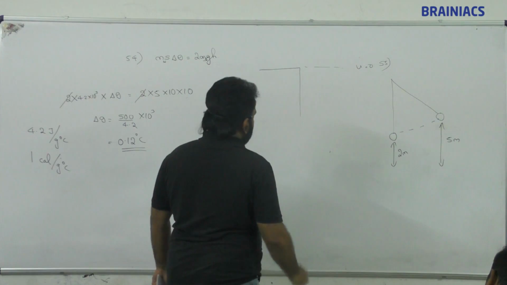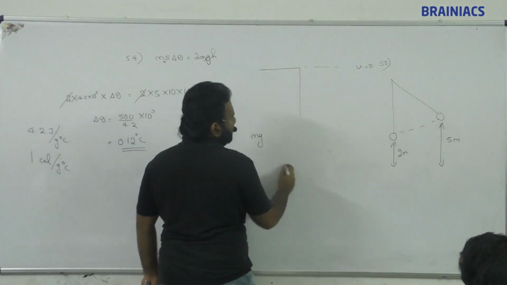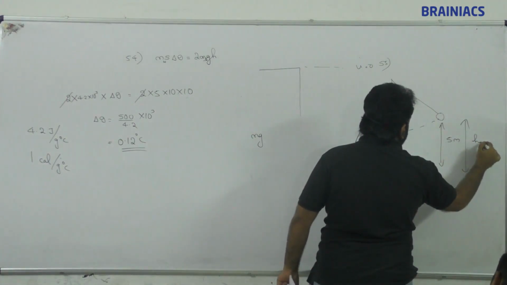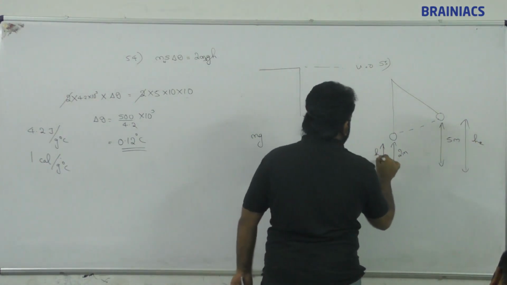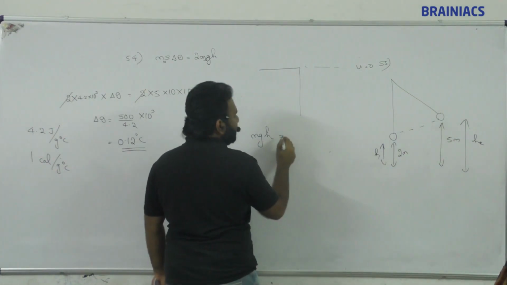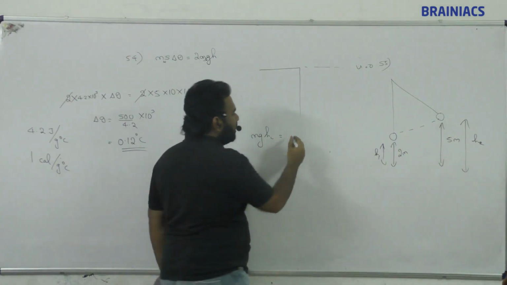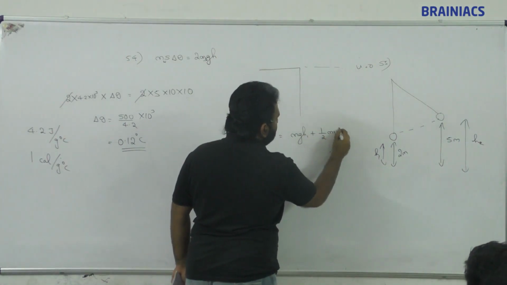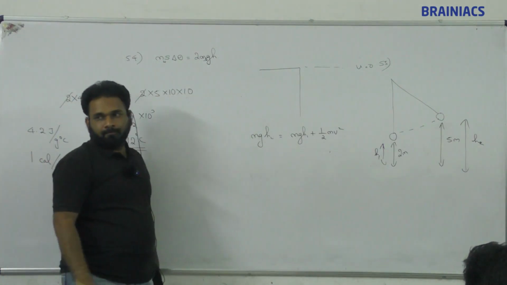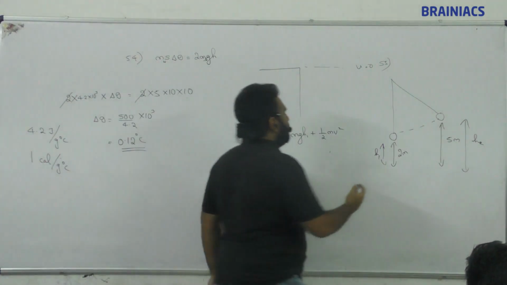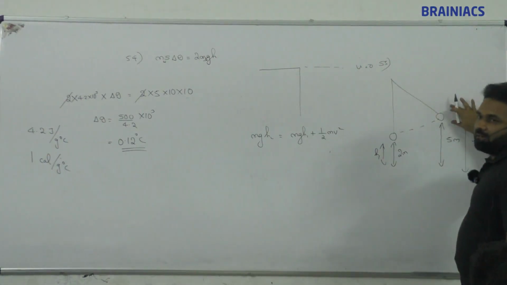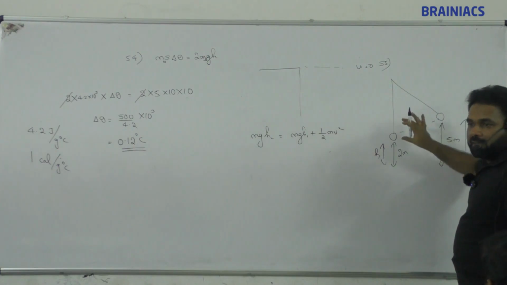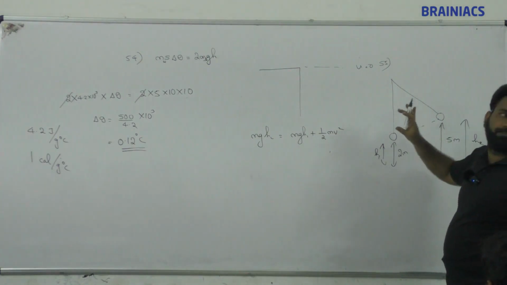Suppose this is h2 and this is h1. Then we can say mgh2, that potential energy, will be converted into mgh1 plus half mv square. Correct? The potential energy that was available here is converted, as it comes down like this, into kinetic energy plus the potential energy available at this point.